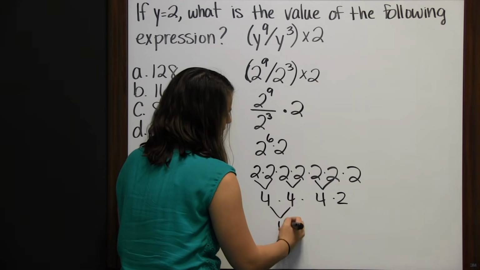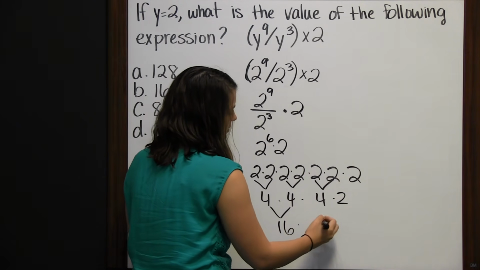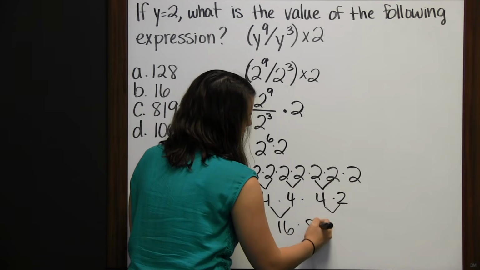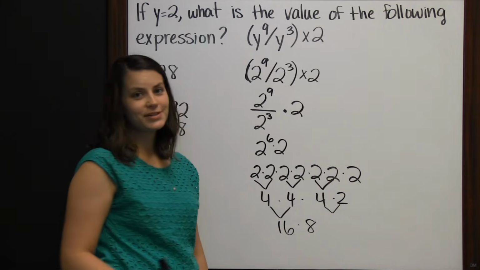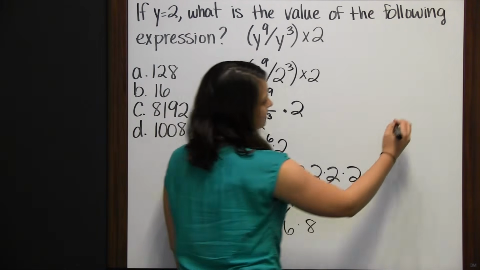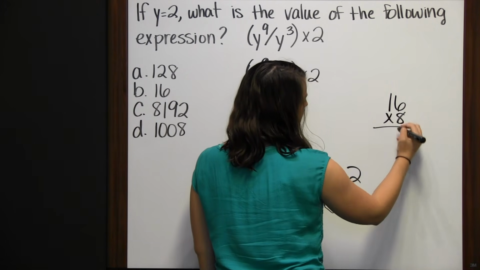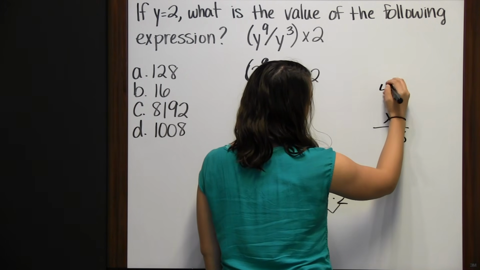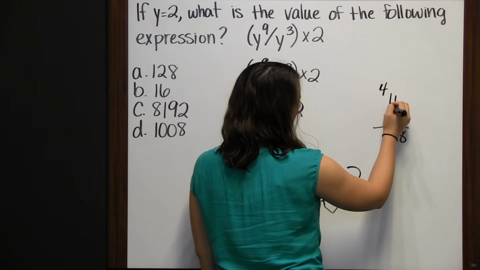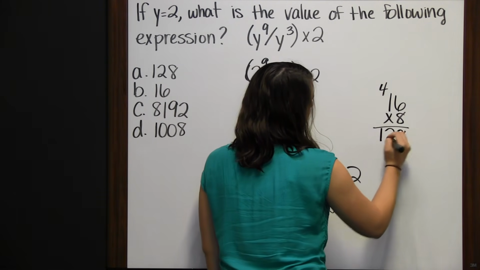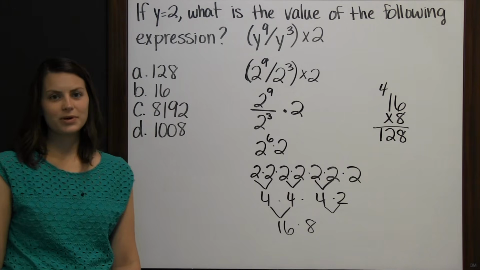4 times 4 is 16, and 4 times 2 is 8. So now I just need to multiply 16 times 8. 8 times 6 is 48. Carry the 4. 8 times 1 is 8, plus 4 is 12. So it's 128.